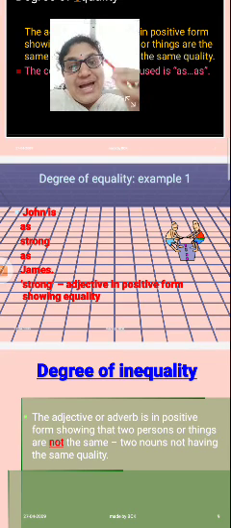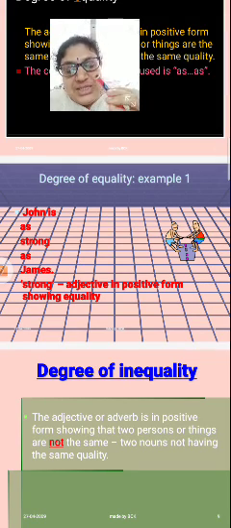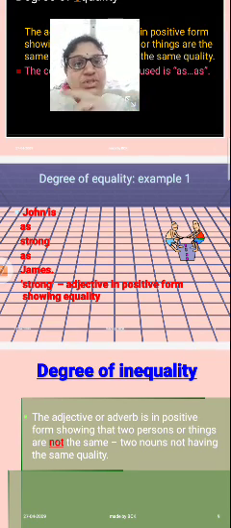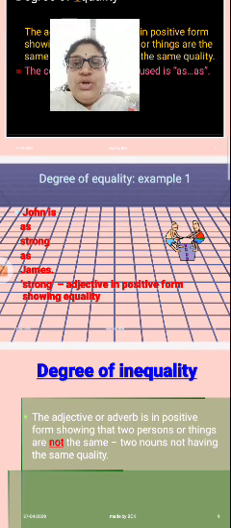John is as strong as James. So John is strong, but also he is as strong as James. So James and John, the two are equally strong. Right? Strong is the adjective in positive form, showing the equality. John is as strong as James.